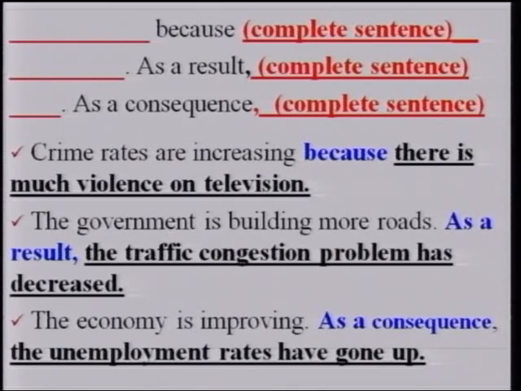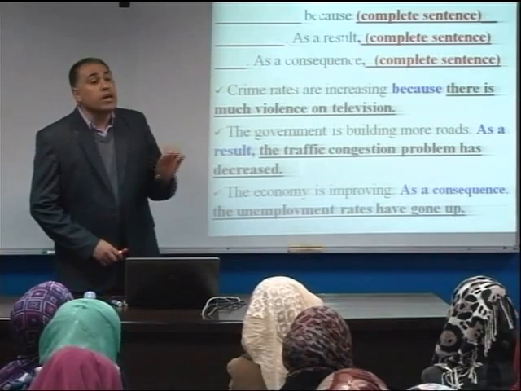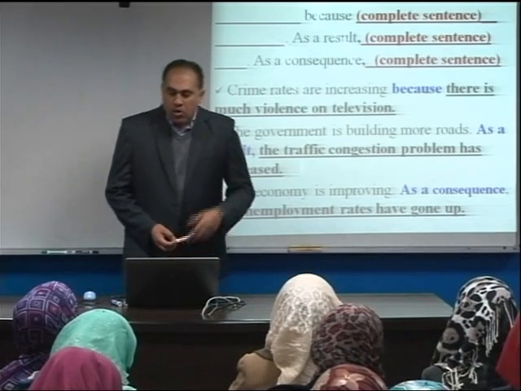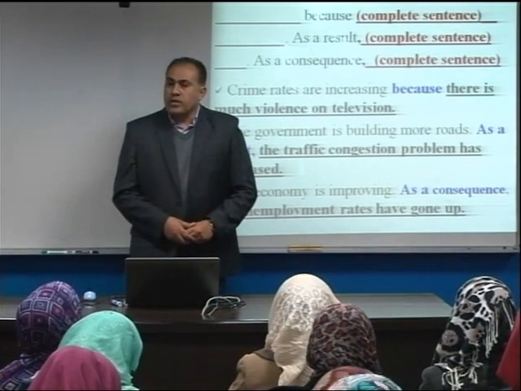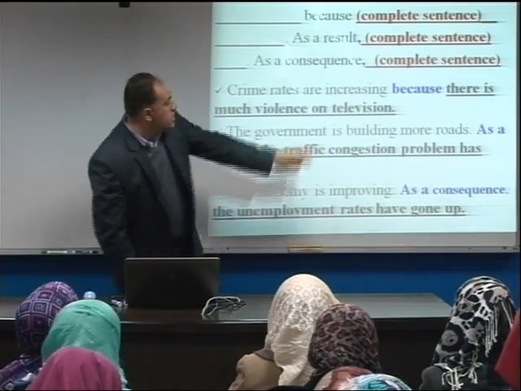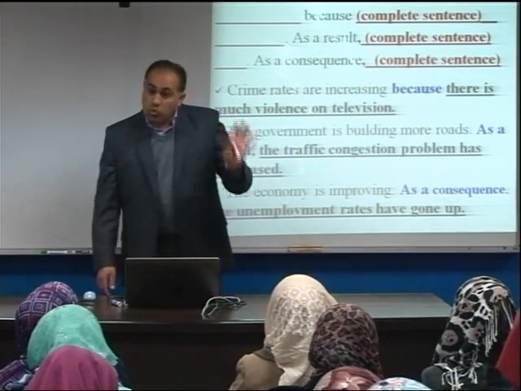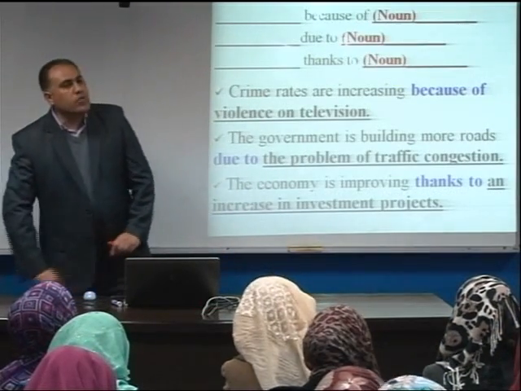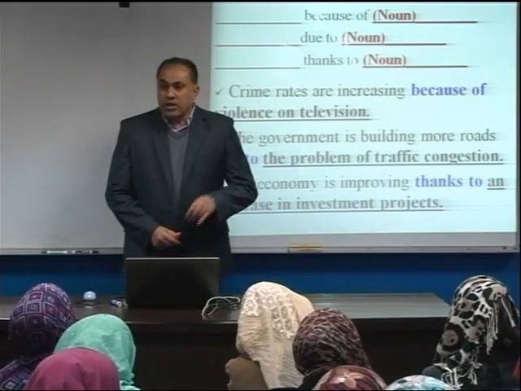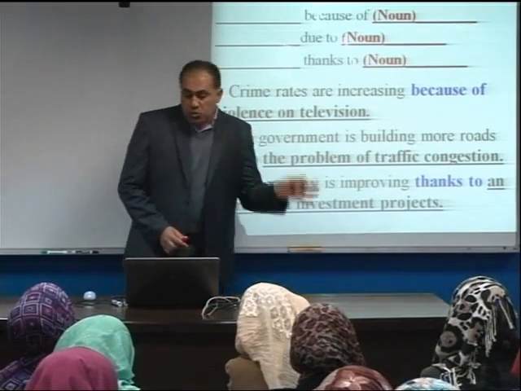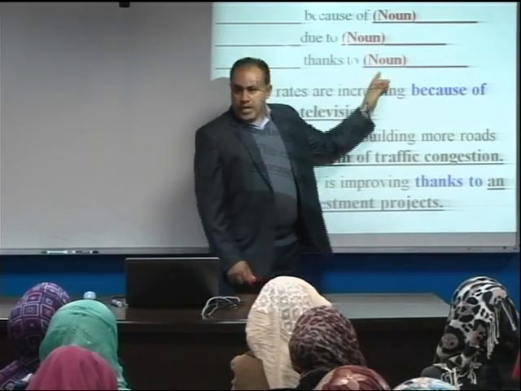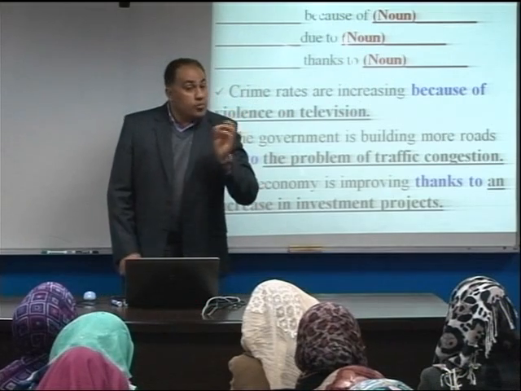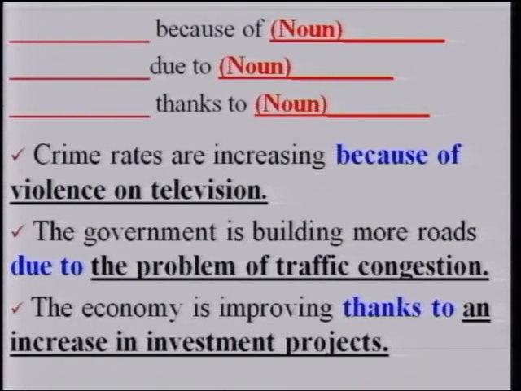So what we have here is a complete sentence. And finally, the economy is improving. As a consequence, unemployment rates have gone down. So these transitions are always followed by a complete sentence. However, when we see transitions such as because of, due to, and thanks to, they are always followed by a noun, a noun phrase or a pronoun, but never a complete sentence.